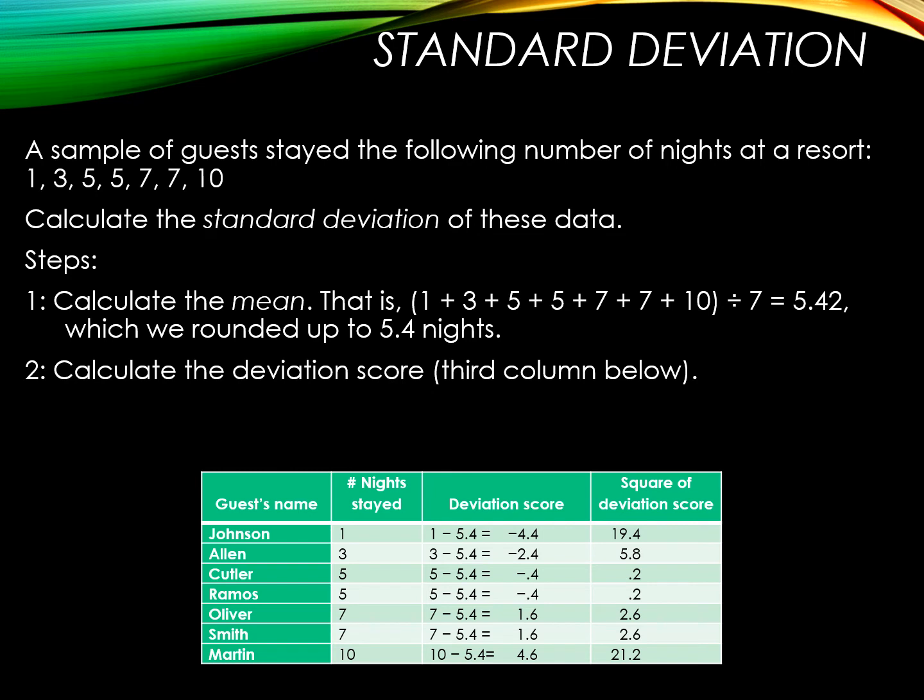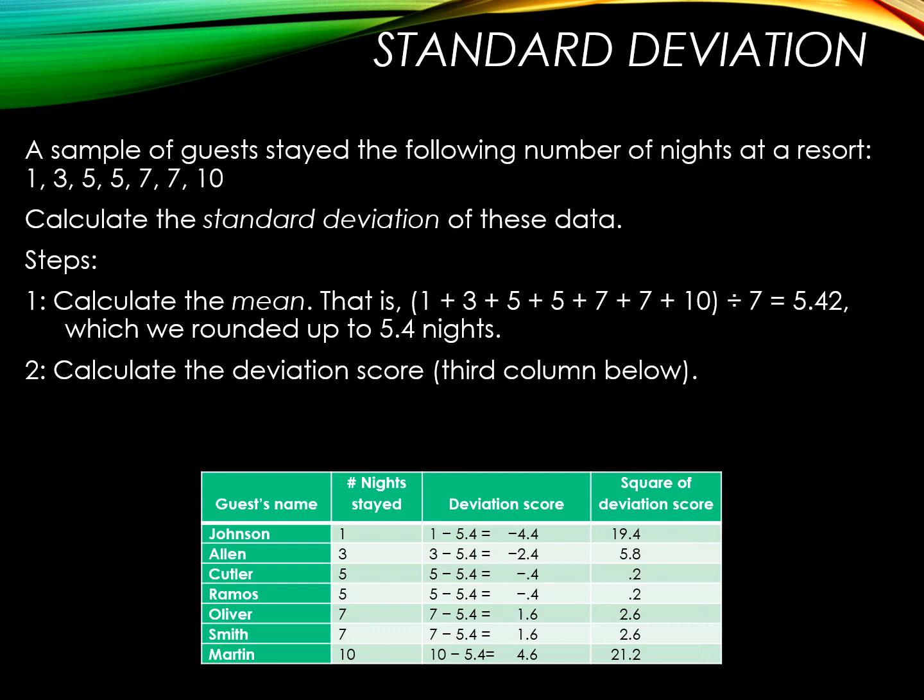Then we want to calculate the standard deviation. If you follow along with the column or the chart below, for the first guest, he stayed 1 night, and we're going to subtract the average number of nights. So it's 1 night minus 5.4, and we get negative 4.4. For the second guest, Alan, he stayed 3 nights.